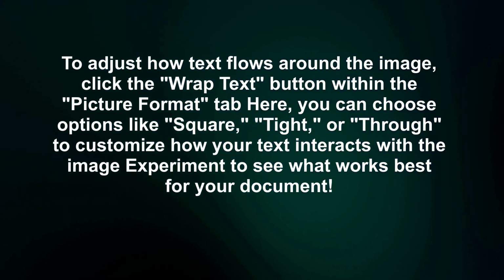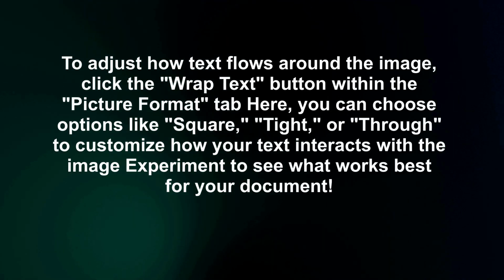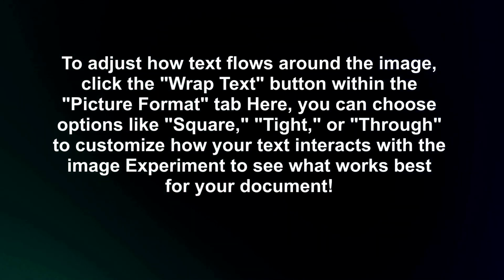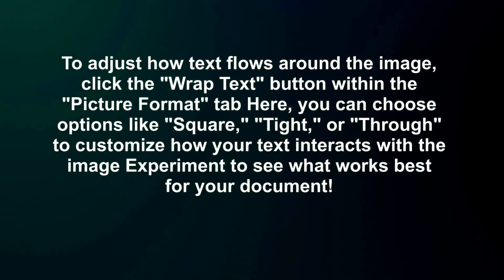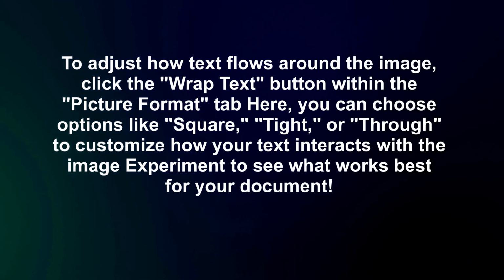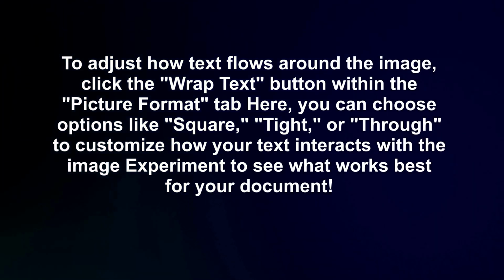To adjust how text flows around the image, click the Wrap Text button within the Picture Format tab here. You can choose options like square, tight, or through to customize how your text interacts with the image. Experiment to see what works best for your document.